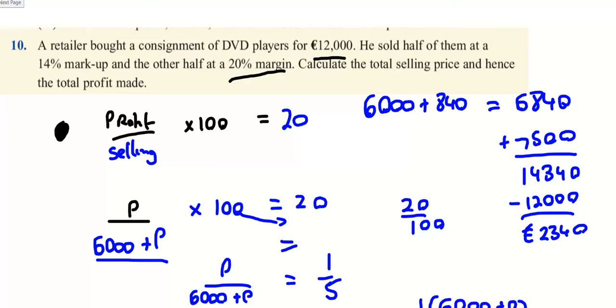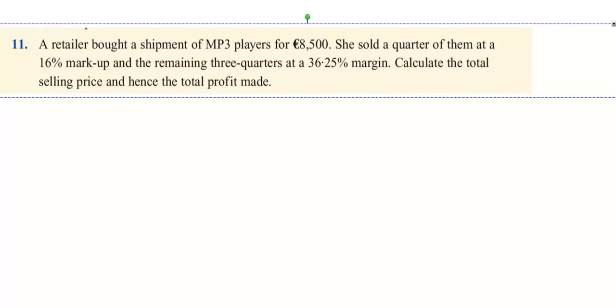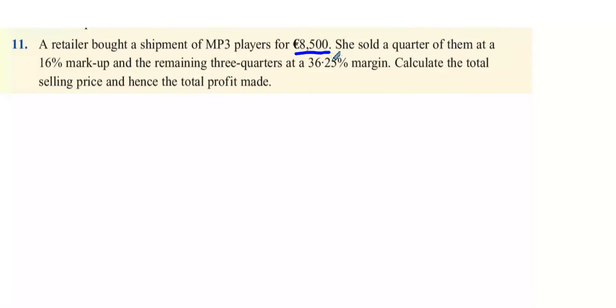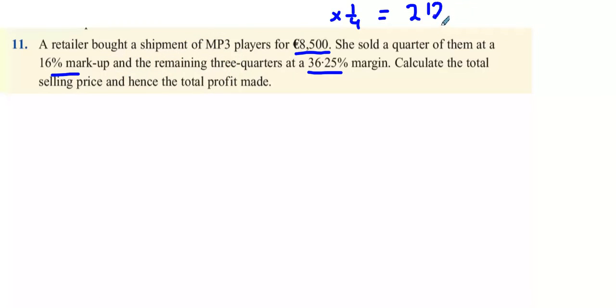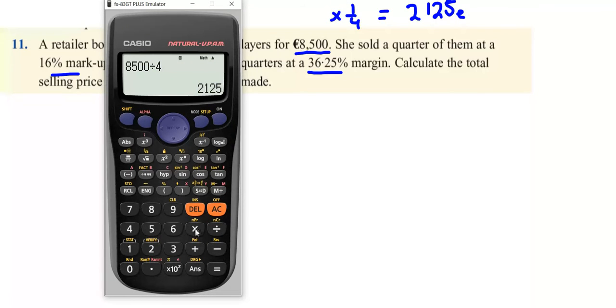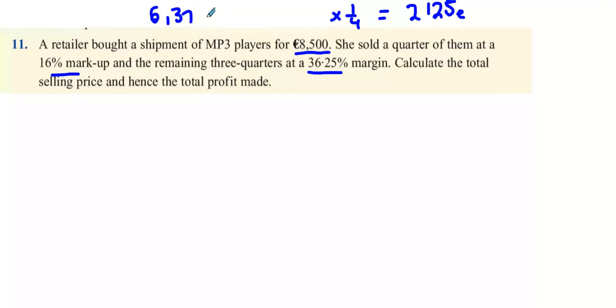Okay, so that's question 10. This is question 11. A retailer bought a shipment of 8,500 MP3 players. She sold a quarter of them at 16% markup and the remaining 3 quarters at this much margin. So what's 1 quarter of 8,500? 8,500 divided by 4 is €2,125 worth of MP3 players, and then 3 quarters would be multiply that by 3, 6,375.